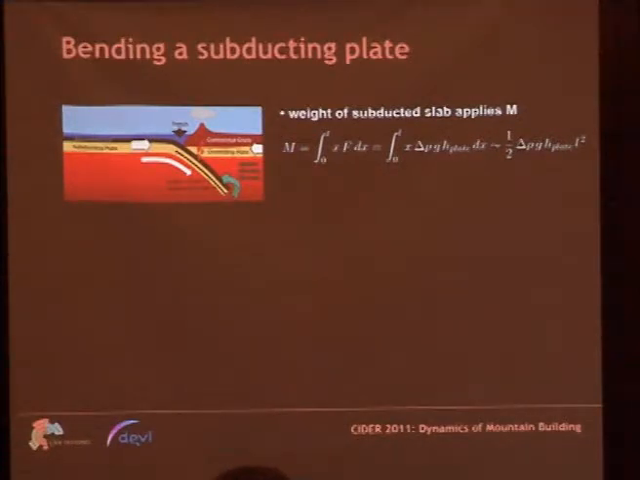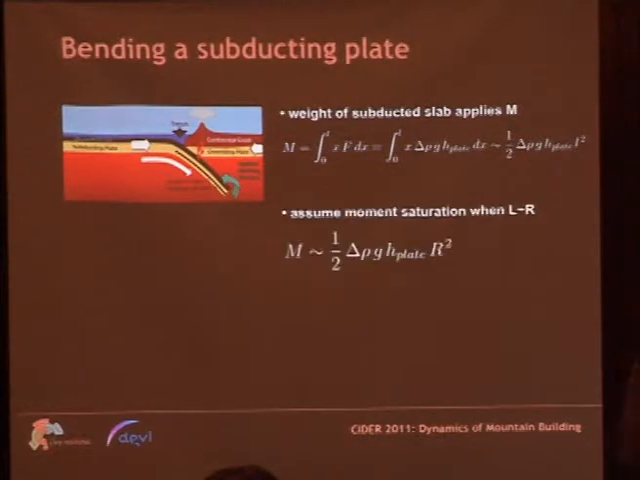Okay, so how do we describe a bending moment? We call that M. It's a force times a distance, and we want to integrate that over the length of the slab. So that's L. Okay, and that force is just the buoyancy. It goes by the thickness of the plate, and so we have a little proportionality to this L squared.